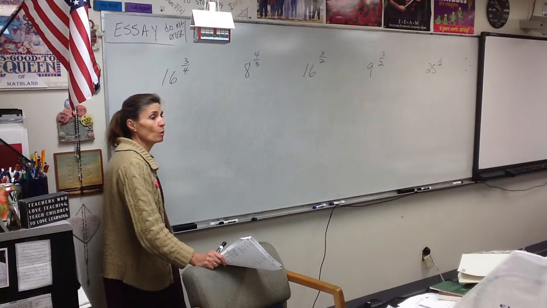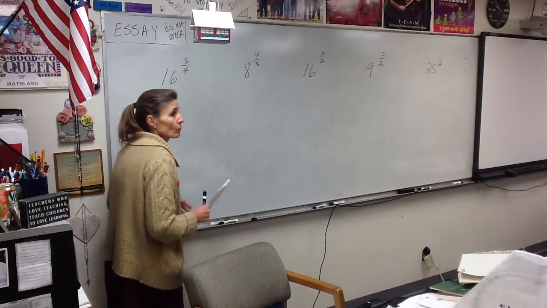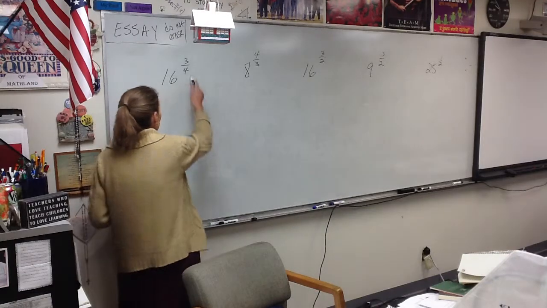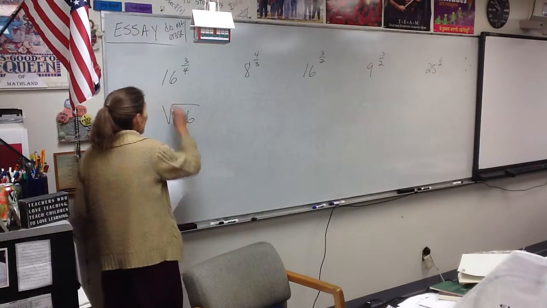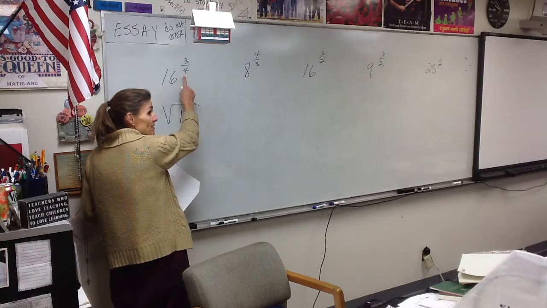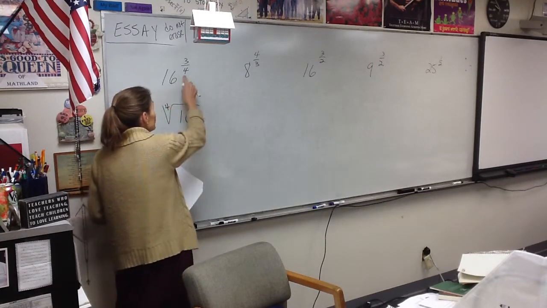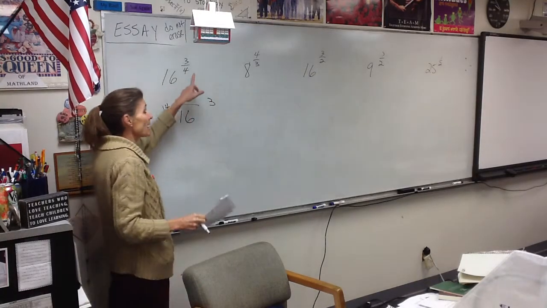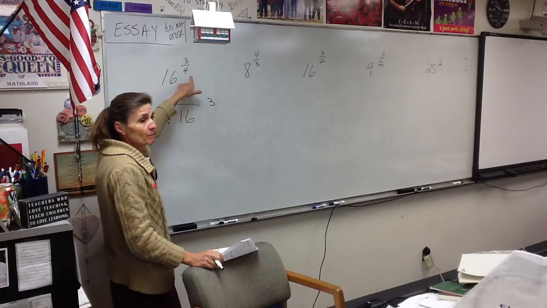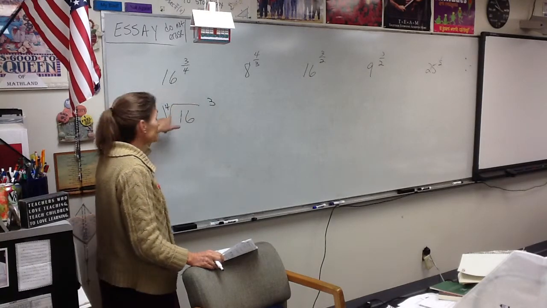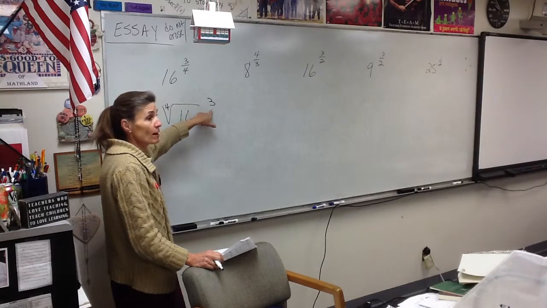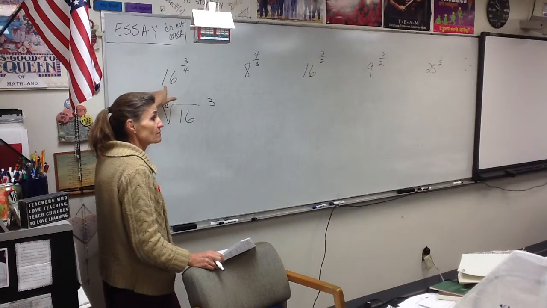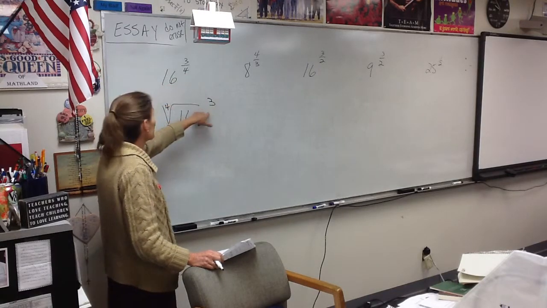Fractional exponents. Fractional exponents mean what? The bottom denominator is the root. It's a root. They're radicals. This tells me I'm going to have a radical, and the denominator indicates which one. So this is going to be a 4th root problem, a 4th root problem cubed. In a fractional exponent, the denominator tells me which root I'm taking. The numerator tells me which power I'm going to raise it to. So this says the 4th root of 16 cubed.